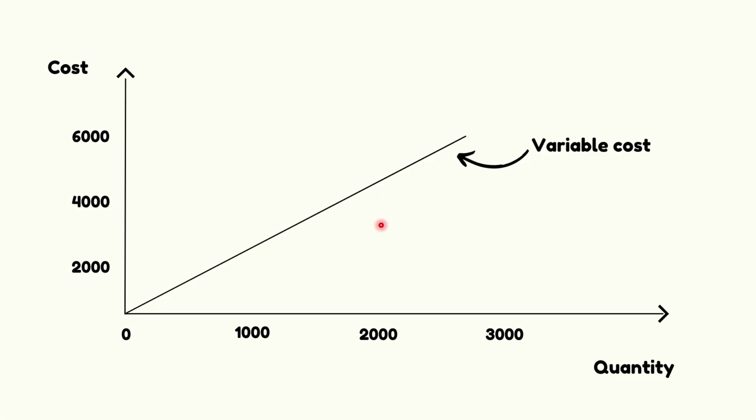This is the curve for the variable cost. It starts from zero. As the quantity increases, the cost will also increase. As the output decreases, the cost will also decrease.